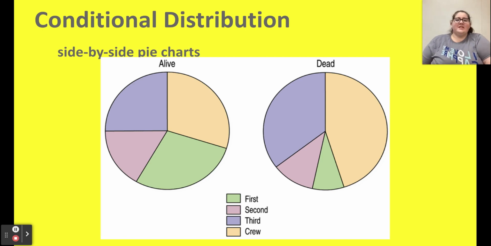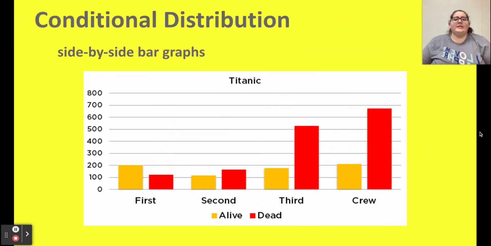Typically speaking, in statistics, we don't use a lot of pie charts just because there's better ways of visualizing data that's a little bit easier to make, but we could do that. Another option is I could just do a simple side-by-side bar graph with the numbers of people in each class who lived and died. And that would be one way of looking at that conditional distribution.